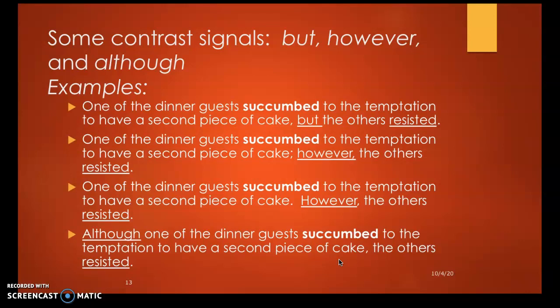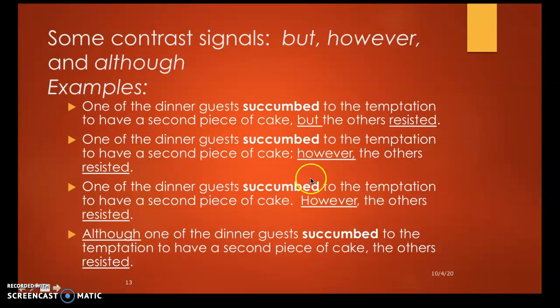And here's a few examples, right? One of the dinner guests succumbed to the temptation to have a second piece of cake. I may not know what succumbed means, right? But the others resisted. Now, I know what resisted means. It means that people didn't do something. So, since but indicates contrast, indicates opposite, if I know that others resisted, I know that this person must not have resisted. So succumbed must mean something to that effect.